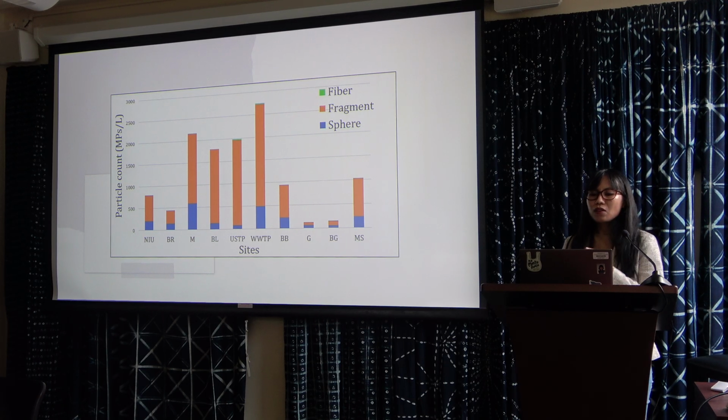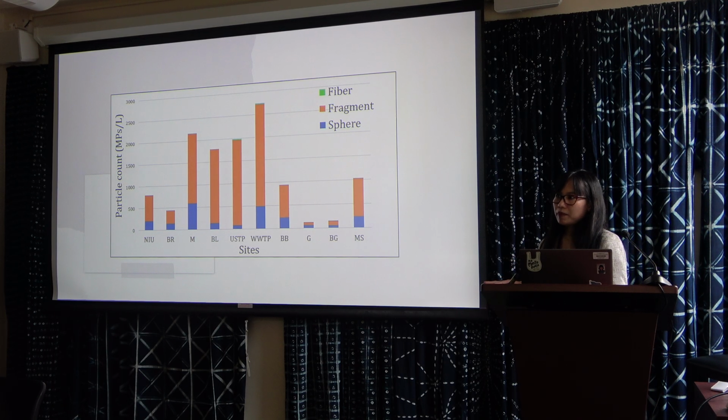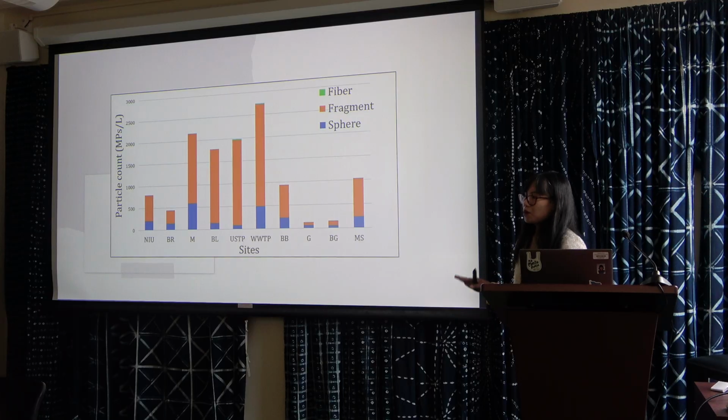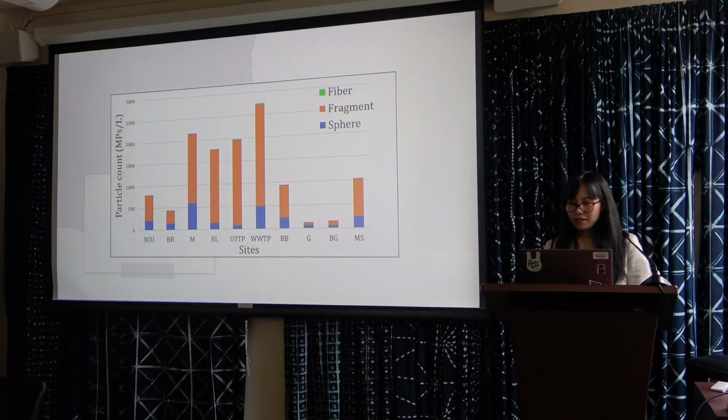And I also checked the microplastic shape. So what types of shape are abundant in our environment? According to my research, we found lots of fragments in our water environments. And I also checked this with the British Geological Survey in the UK, and they also found many fragments in their water system as well.